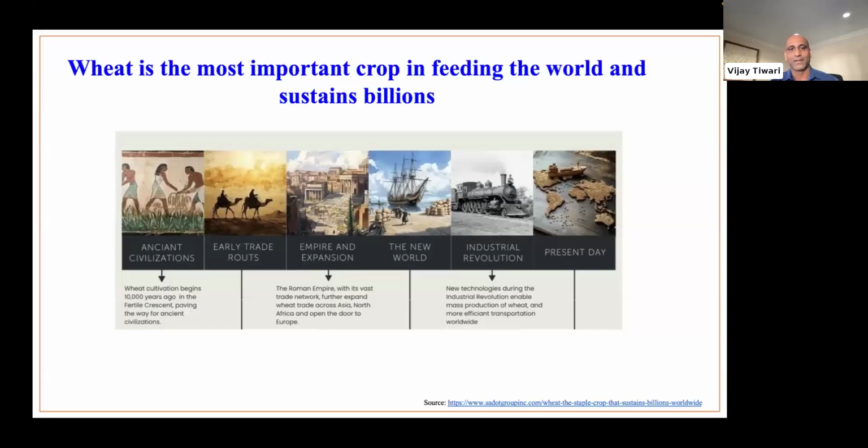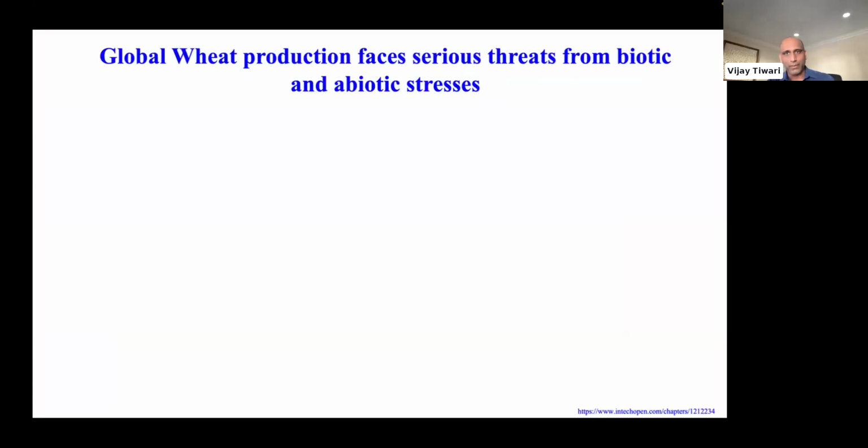And you can see that it is still one of the most important crops on the globe, and one of the most important crops when you look at the trade it brings to the globe. But along with all these cool things that we hear about wheat, we also know that global wheat production faces some serious threats from a number of factors.